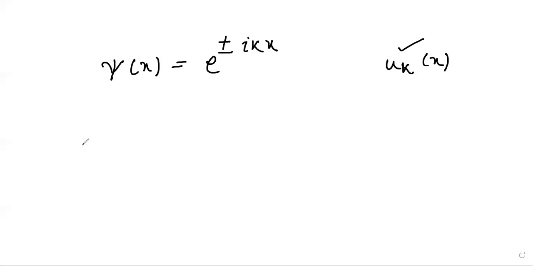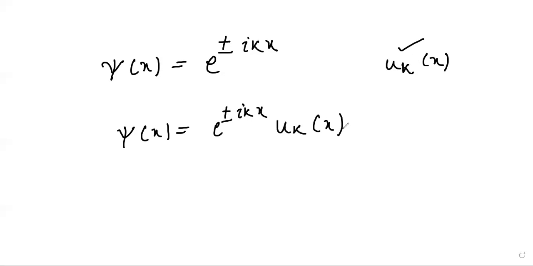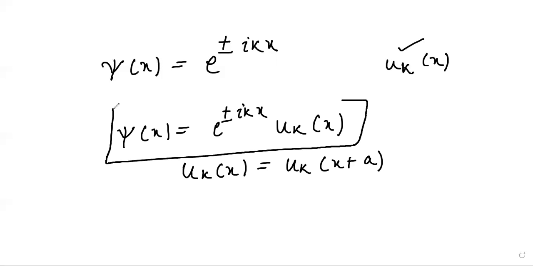So the wave function can now be written as e to the power plus or minus i kx times u_k(x). And u_k(x) is also a periodic function: it will be exactly the same after an interval of a, the lattice constant. These wave functions, psi of x equals e to the power plus or minus i kx times u_k(x), are known as Bloch functions.